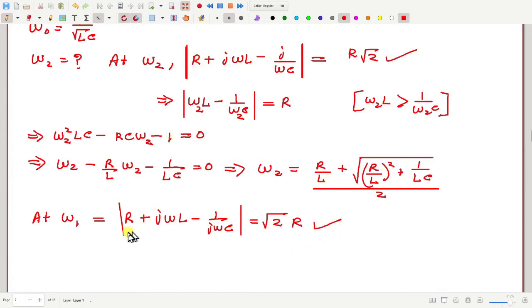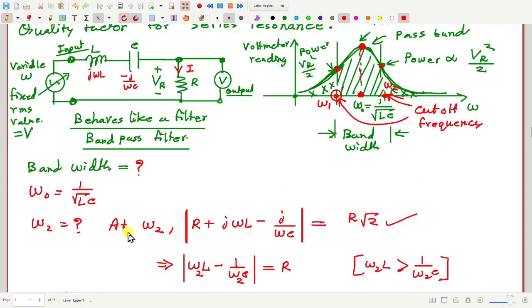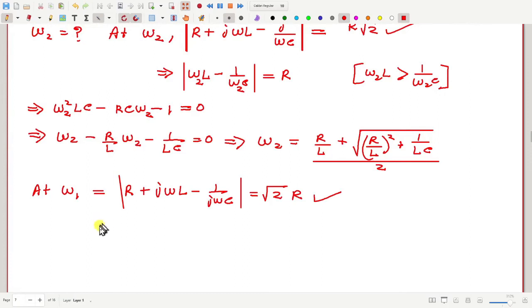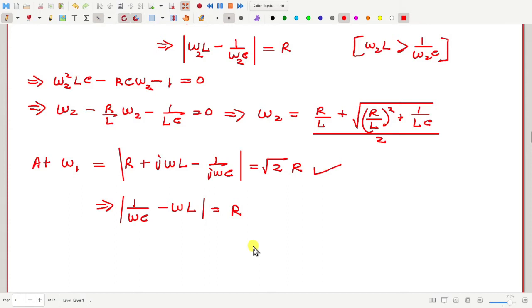But what is the difference between omega 2 and omega 1? Anyone? At omega 1, 1 by omega 1 C is larger than omega L. So that's the difference. So here we will have 1 by omega C minus omega L, and 1 by omega C will be larger, and this magnitude should be equal to R. From this you can again find out the value of omega 1 as before.